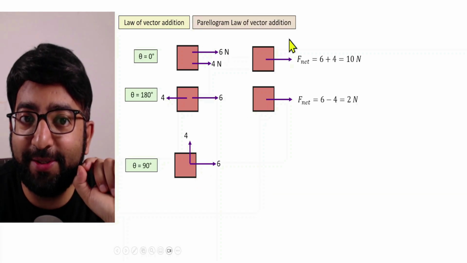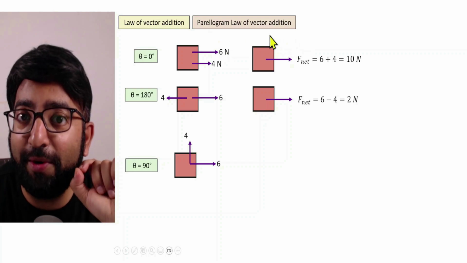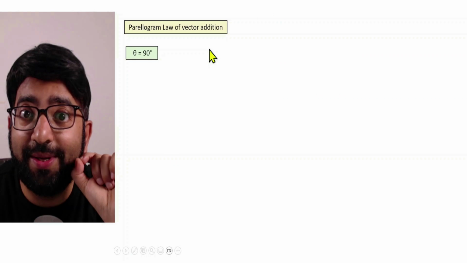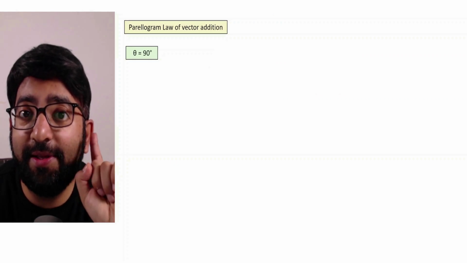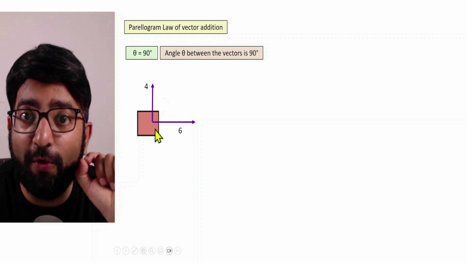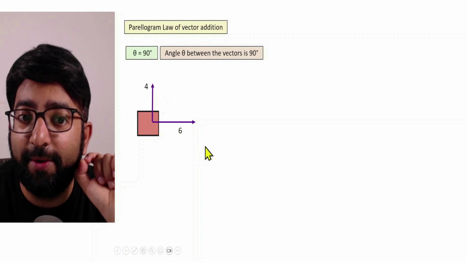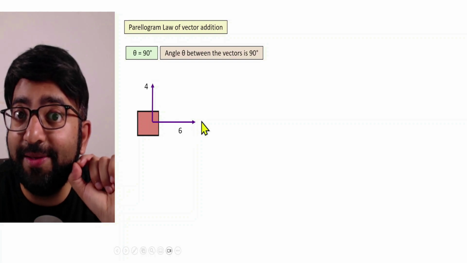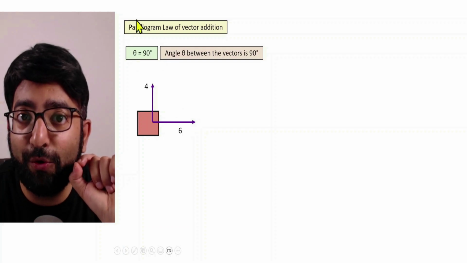This is where we need to understand something called the parallelogram law of vector addition. Using this law, we will be able to figure out the resultant force when the angle is neither 0 nor 180 degrees. So how do we do that? The two forces 4 and 6 are perpendicular to each other. To find the resultant force, we will use the parallelogram law.